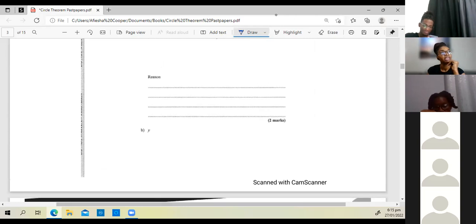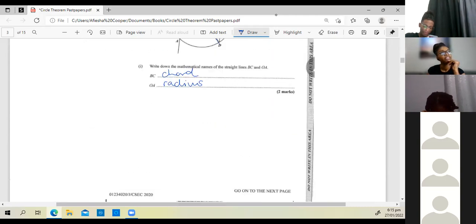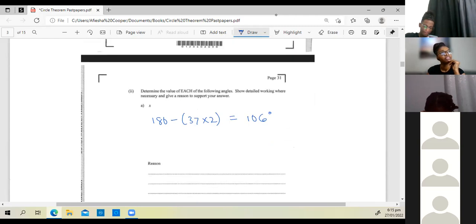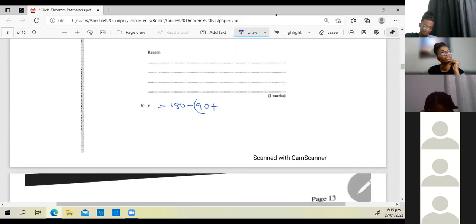So y would be equal to 180 minus 90 plus, how much was it, 49? Which gives us how much? 41 degrees. Any questions there?